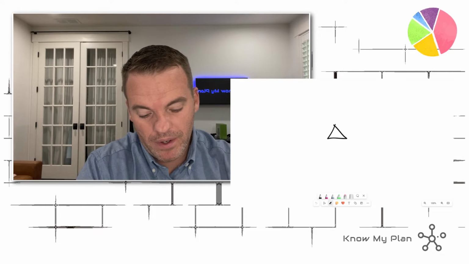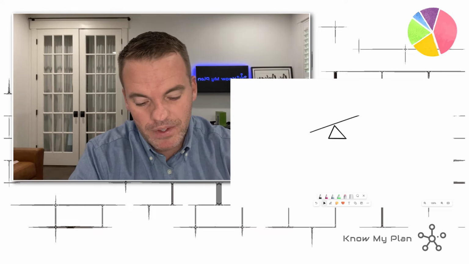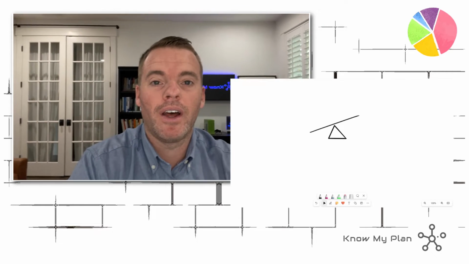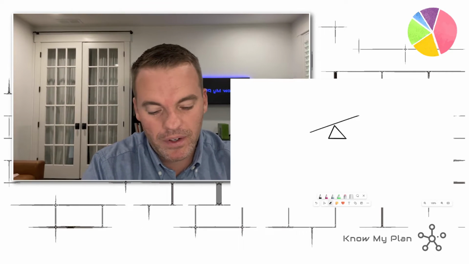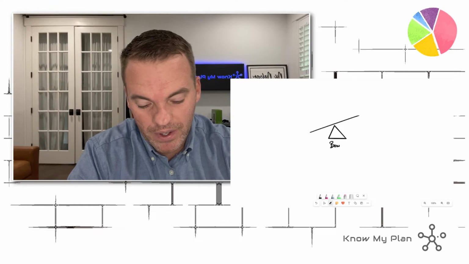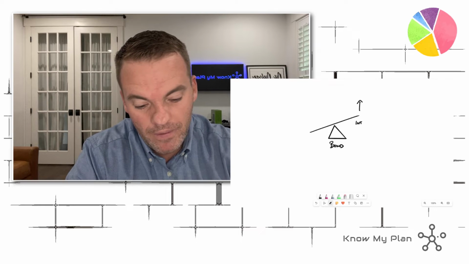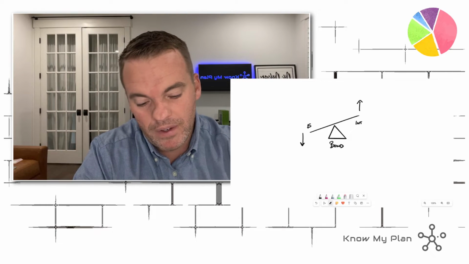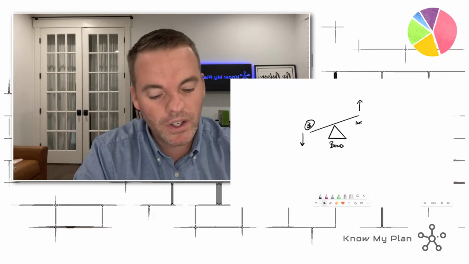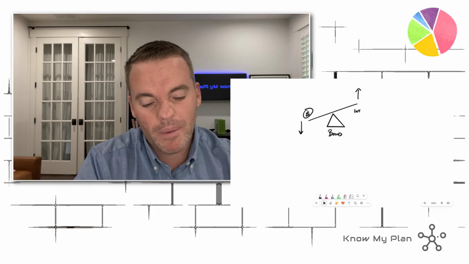So the way that a bond typically works is it moves in the opposite direction of interest rates. So over here, if this represents a single bond, when interest rates go up, the value of the bond tends to go down. And the opposite is true as well.